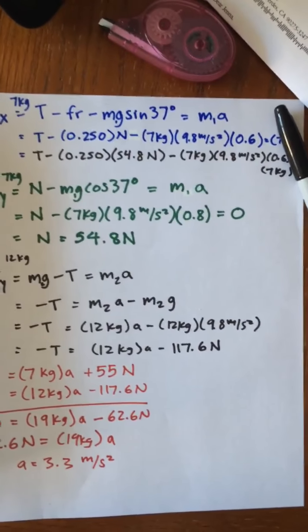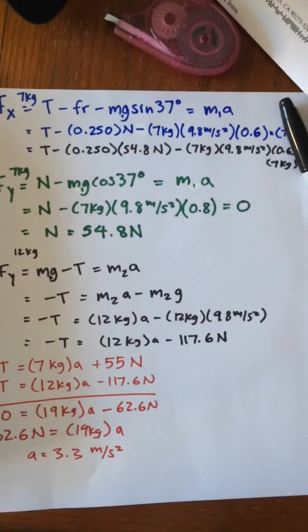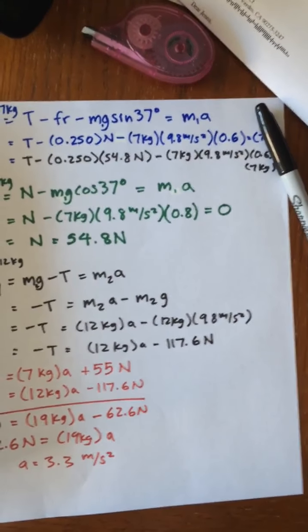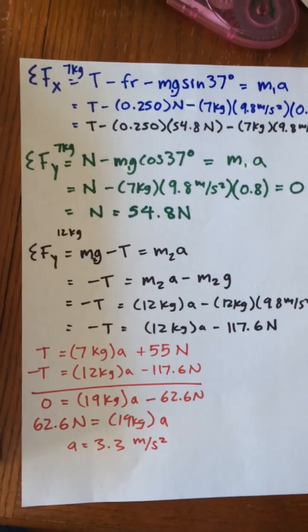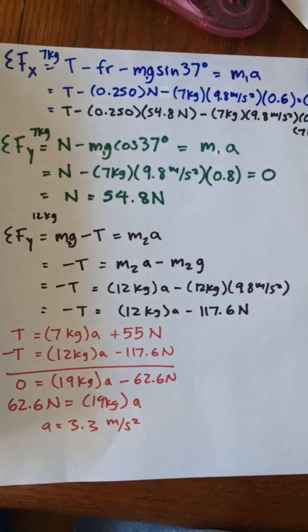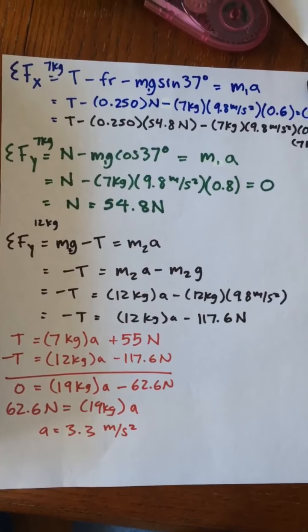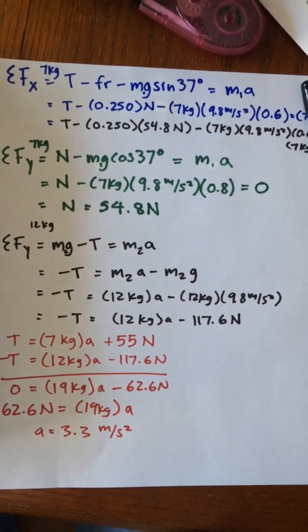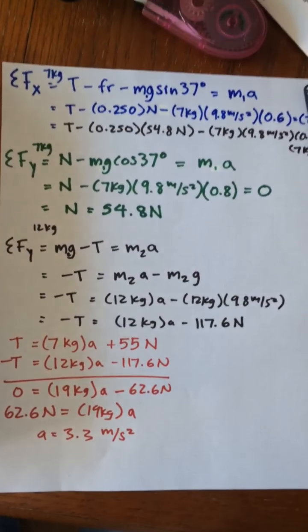Then I plug in the normal force for that equation, and now I only have 2 unknowns, the tension and the acceleration. I then solve for the forces on y for the 7 kilogram object by doing m2 times gravity minus tension equals m2a, and plug in.